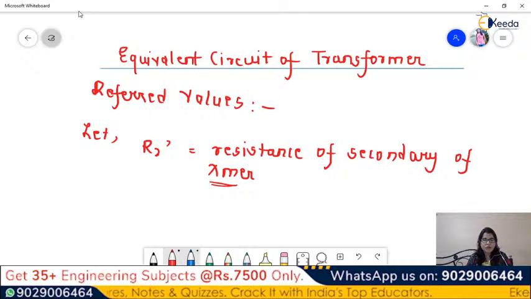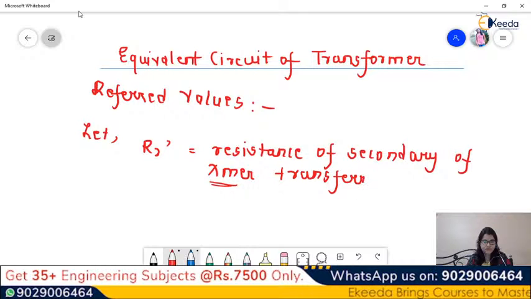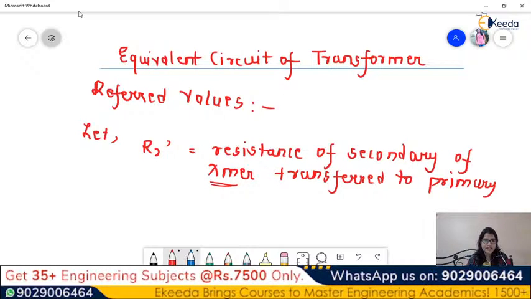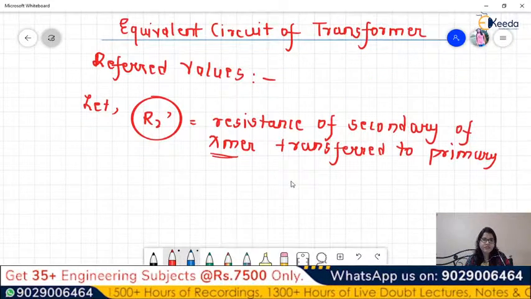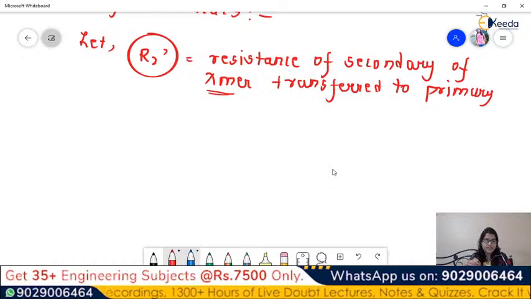Okay, so I am going to represent transformer in this way. It becomes easier. So let R2 dash be the value of the secondary resistance of the transformer which is transferred to the primary side. Now this resistance R2 dash that is reflected on the primary side will have the same effect as the resistance R2 would produce if it was at the secondary. It is not going to change its effects even if we are referring it to the primary side. So it becomes very simple. Whatever power is consumed by R2 dash when it carries the primary current will be the same as the power it would have consumed when carrying the secondary current.